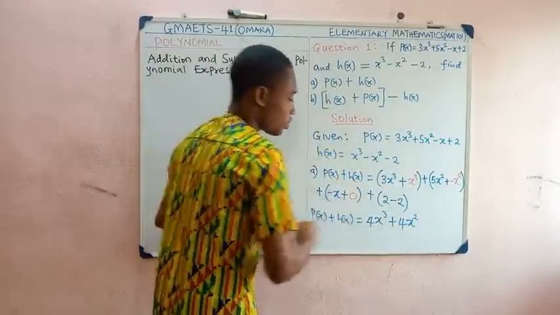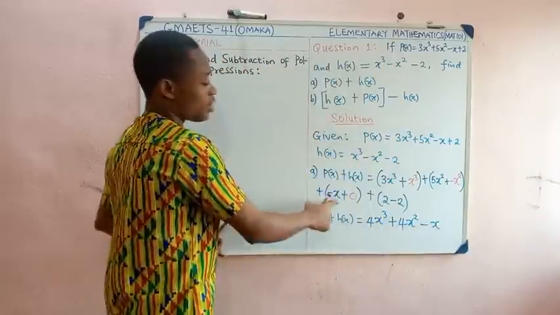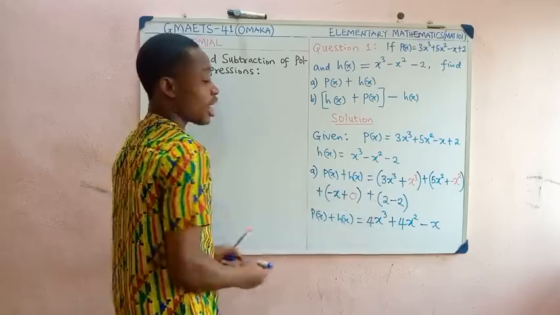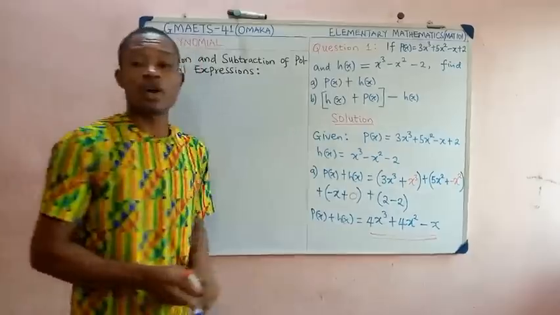Then you come over here. This is minus x plus 0, which is plus. That is going to be minus x. Minus x plus 0 is minus x. Then plus times minus, you maintain that minus. 2 minus 2 is 0, so it goes off. Therefore, this is the result of the addition.